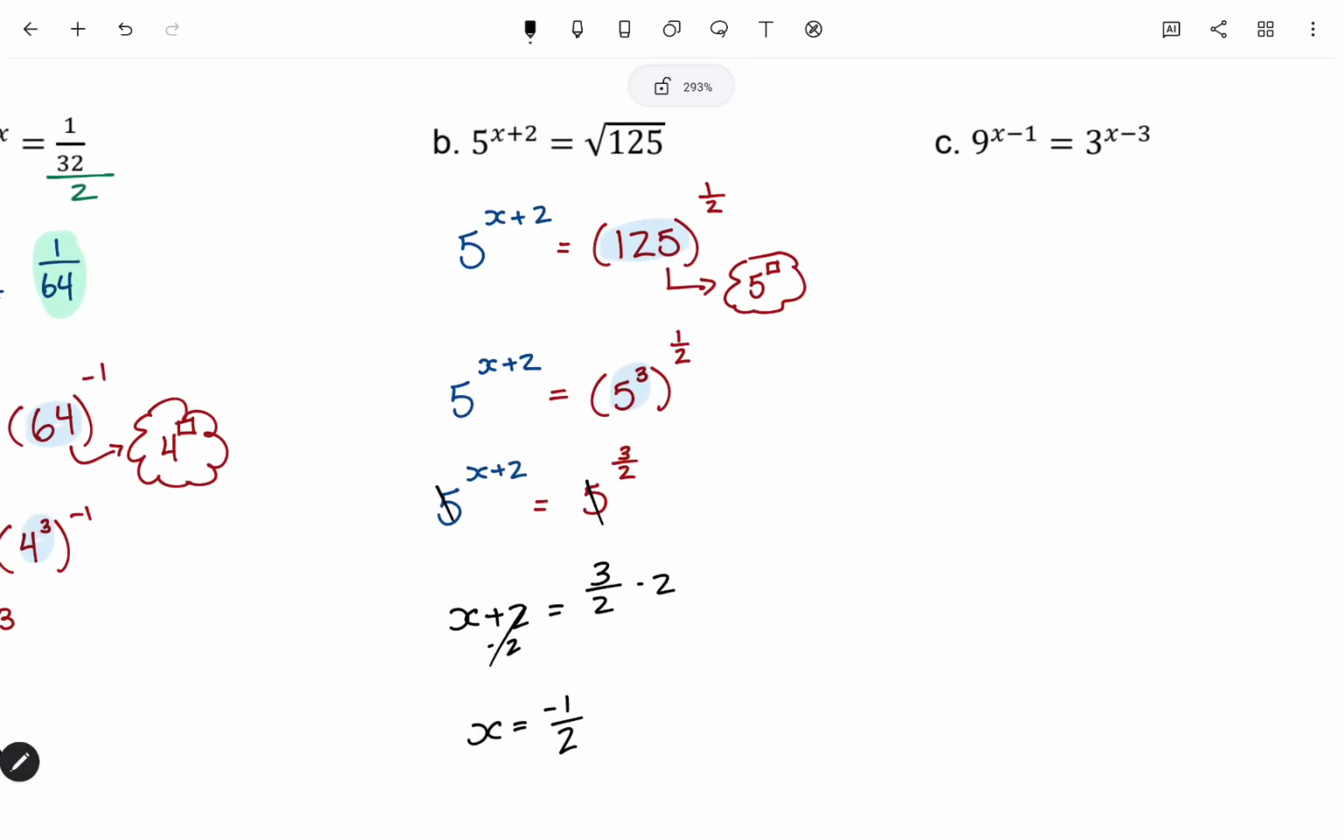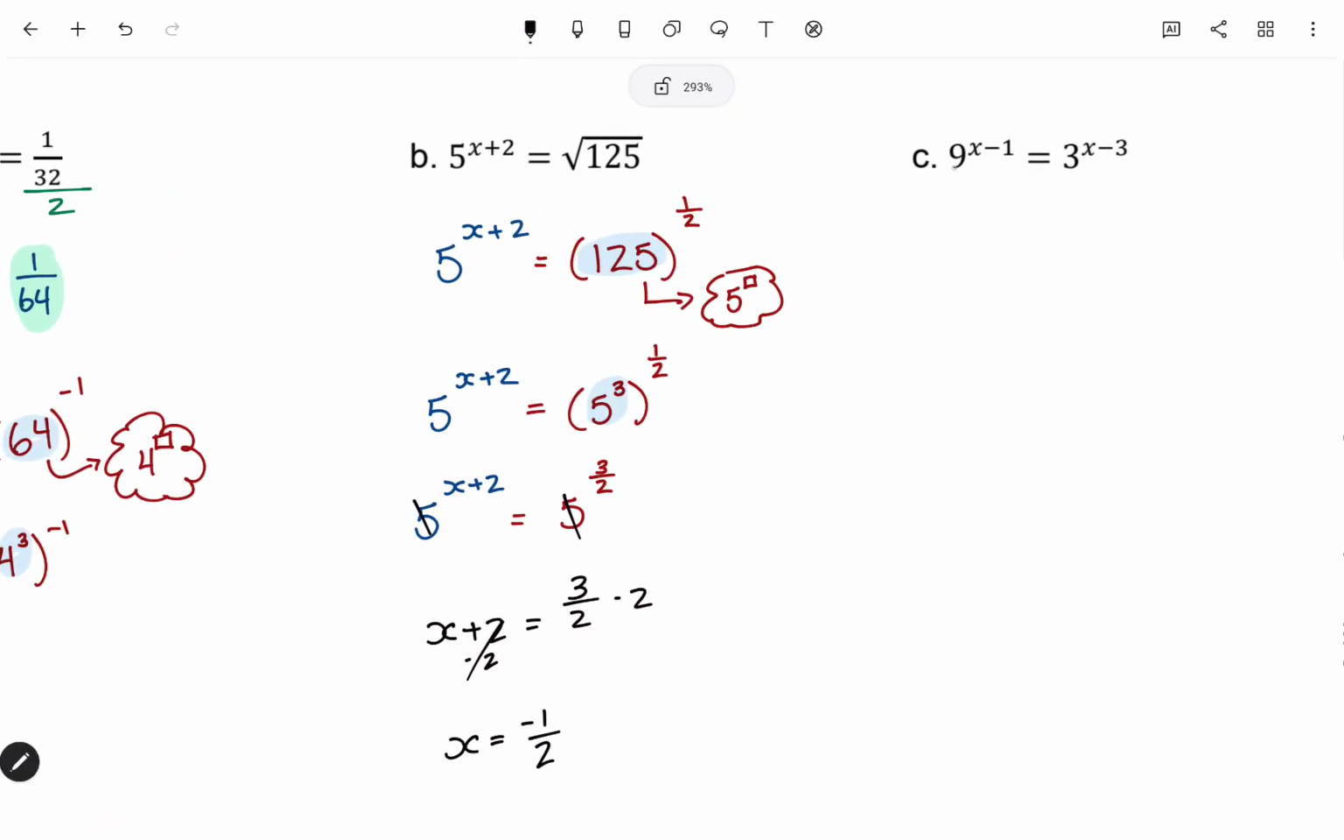All right, last one here. Again, this time it's our right side that we're not going to change any, because it's already to a base of 3. So we have to ask ourselves, how can I rewrite 9 as 3 to the power of something? Well, 3 times 3 is 9, so I can rewrite 9 as 3 squared, to the power of x minus 1. So again, I just took that 9 and rewrote it as 3 squared.